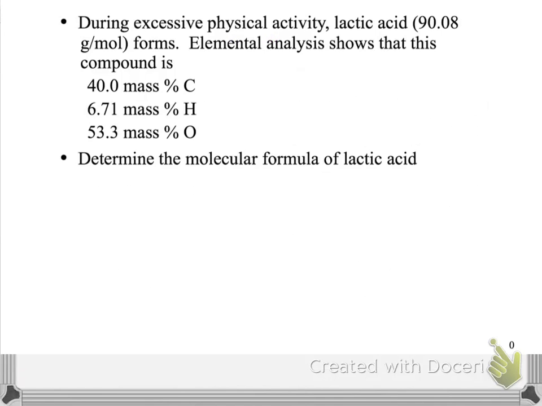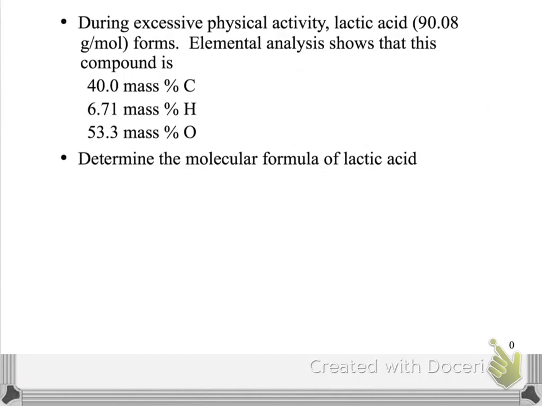Alright, one more practice. Here we've got lactic acid, which forms during excessive physical activity, determined to have a molar mass of 90.08 grams per mole. Elemental analysis shows that the compound is 40% by mass carbon, 6.71% by mass hydrogen, and 53.3% oxygen. So determine a molecular formula of lactic acid. This might be a good place to pause, give it a shot, and then resume here in just a second.